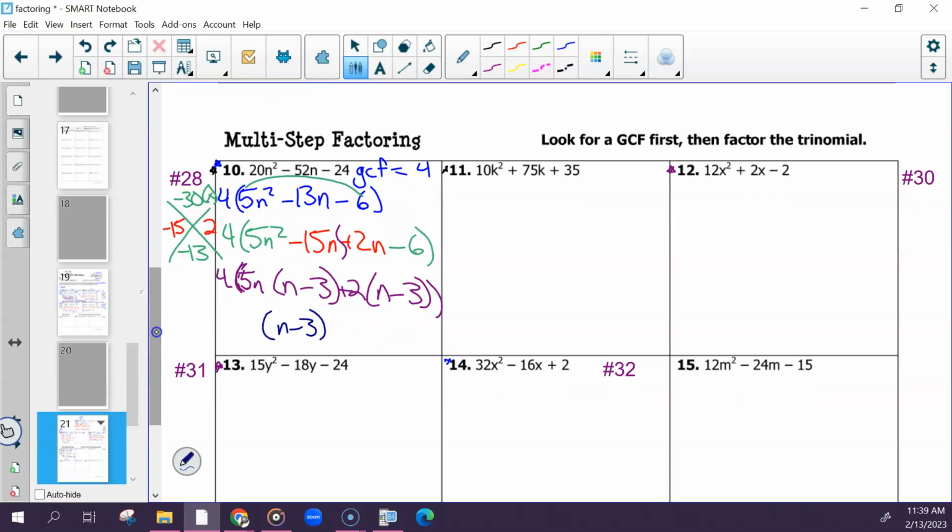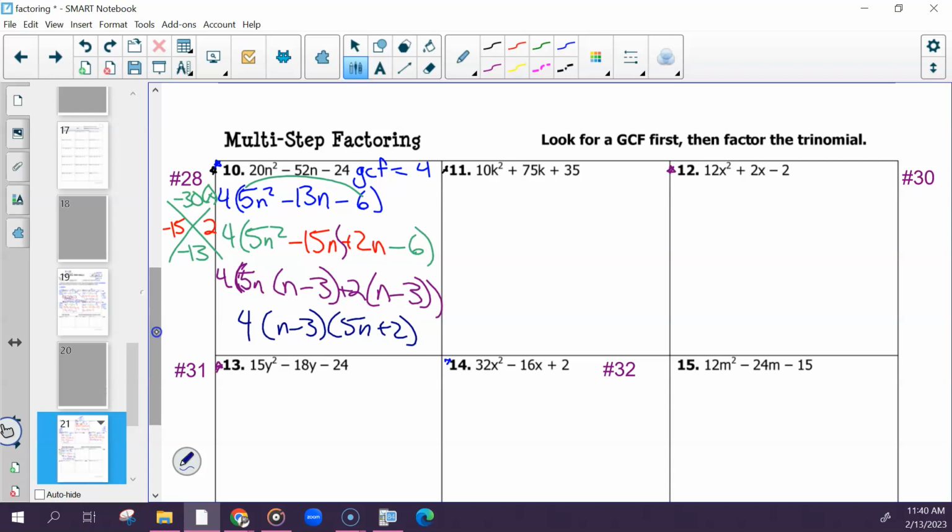n minus 3 is correct. 4 plus what? We wouldn't put those together. Okay, where would we put the 4? You just keep bringing that down. If you lose that and go to multiply it back out, you will not get the same thing. So be careful with that.